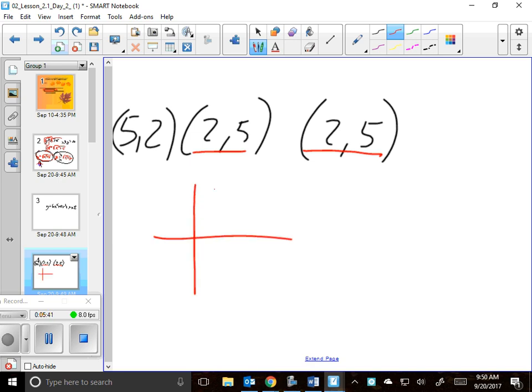I go over 2 and up 5, and then at the same spot is the exact same spot, and then 5, 2, over 5, up 2. Okay, and now will it pass the vertical line test? Yeah, it will. All right, here's another one that throws people off.